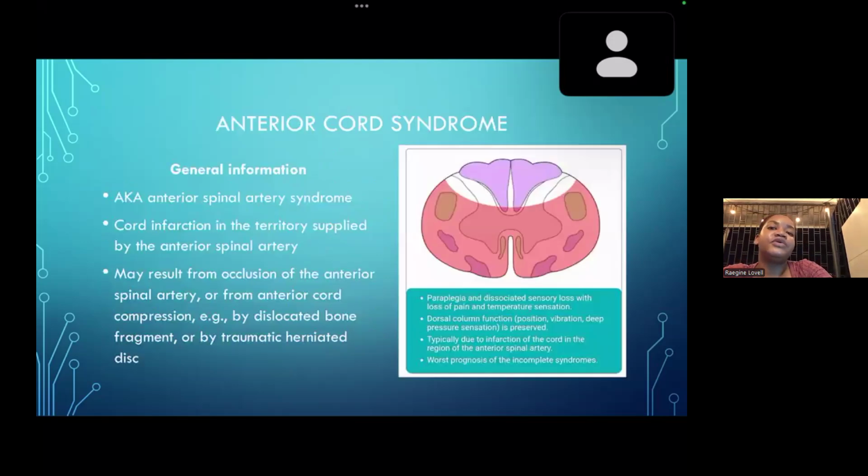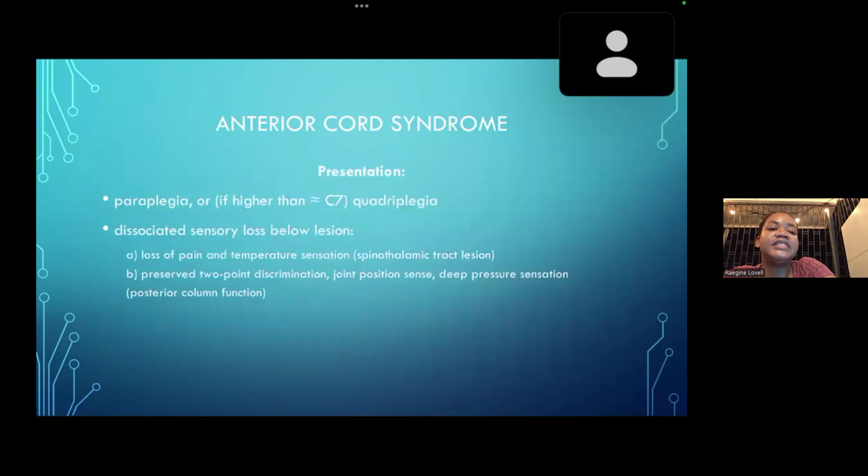Now, anterior cord syndrome is also known as anterior spinal artery syndrome. It occurs when there's cord infarction in the territory supplied by the anterior spinal artery. It may result from occlusion of the anterior spinal artery or from anterior cord compression, for example, by dislocated bone fragments or by traumatic herniated disc.